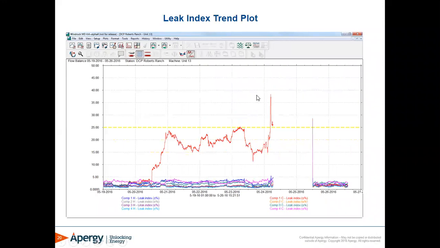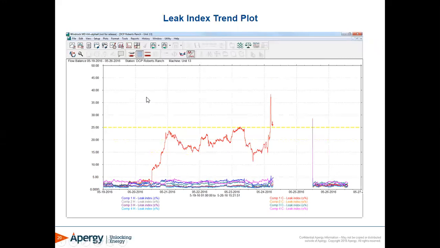Windrock also has our leak index calculation that we trend over time. This is a proprietary Windrock calculation. We can see that with the flow balance rising, the leak index also started to rise. You can see here, this is where the customer had a warning alarm set at 25.